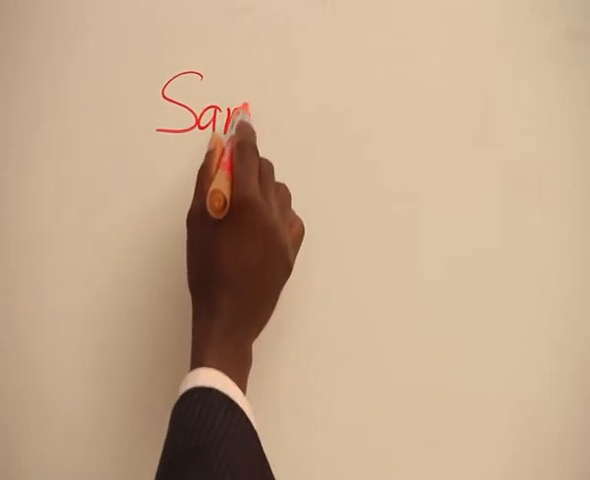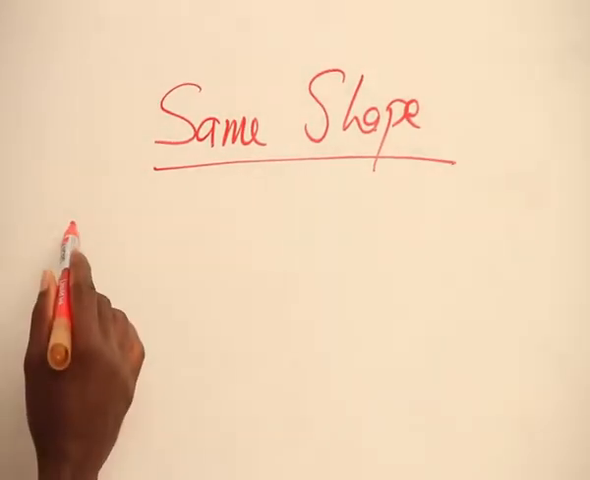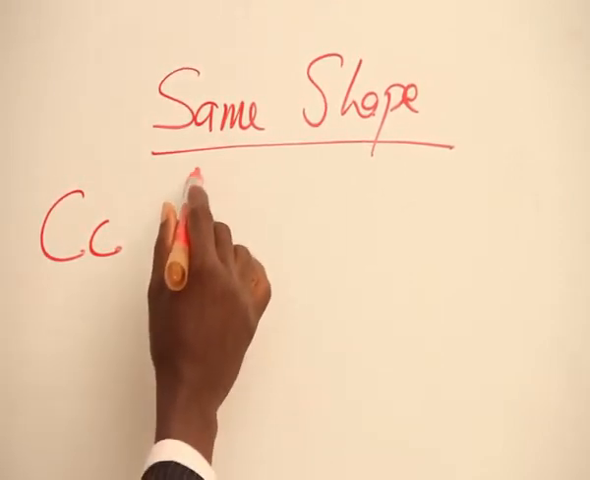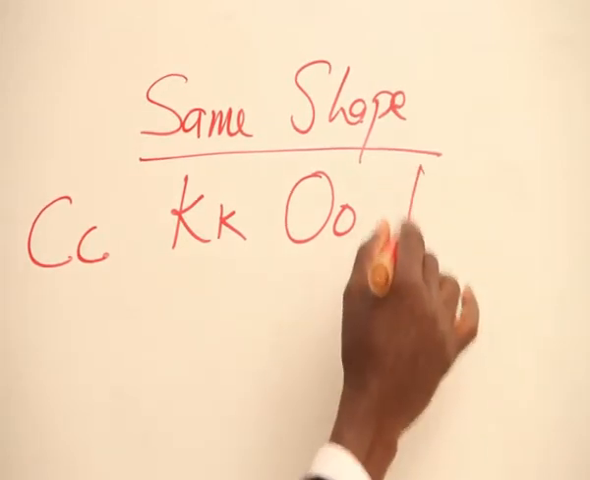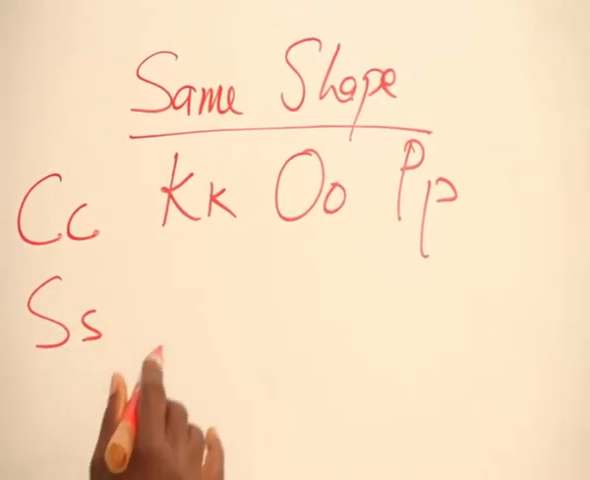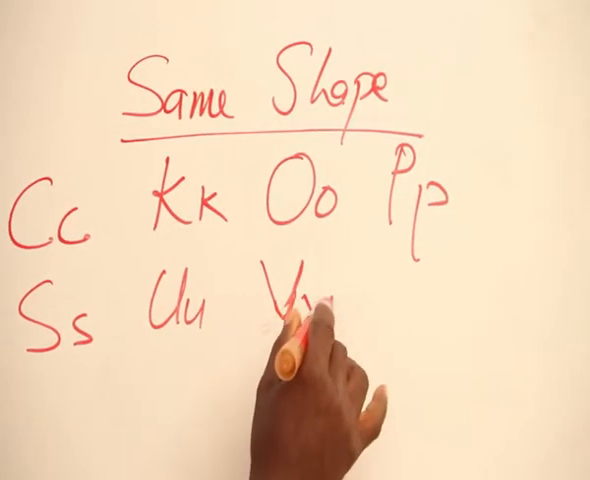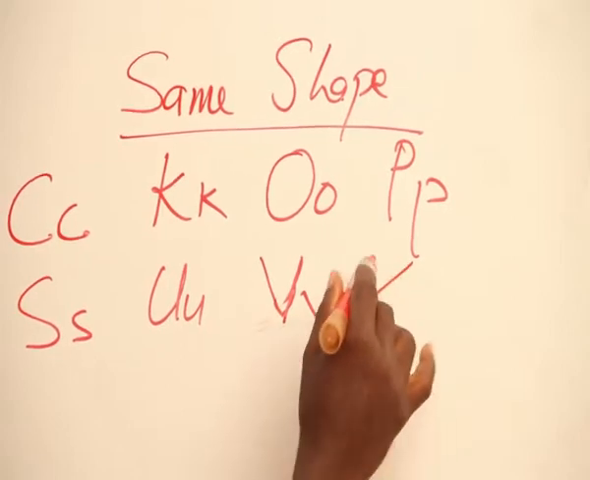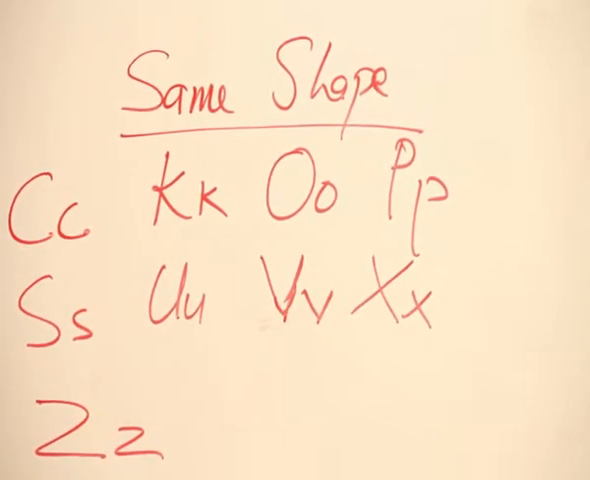Now we look at sonship. And these letters are... So if you look at these letters, you discover that each has the same shape.